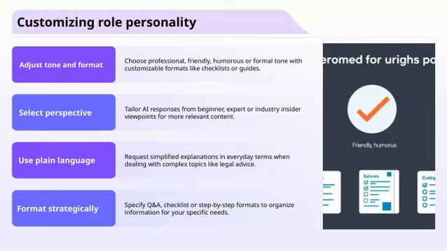Using plain language is also crucial, especially when dealing with complex topics like legal advice. Simplifying explanations into everyday terms ensures clarity and accessibility for everyone. Lastly, formatting strategically can enhance how information is presented. You might specify whether the AI should respond in a Q&A style, a checklist, or a step-by-step guide, depending on what best fits your specific needs. All these customization options help create more personalized, engaging, and effective interactions, aligning the AI's output with your overall goals.